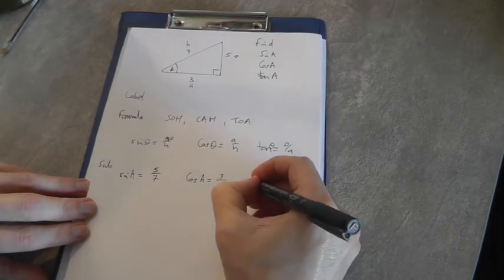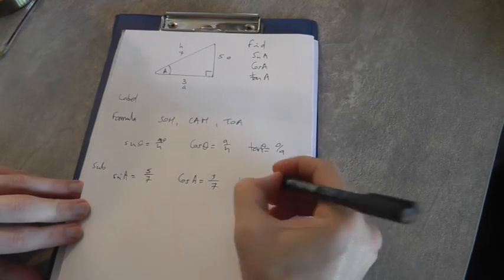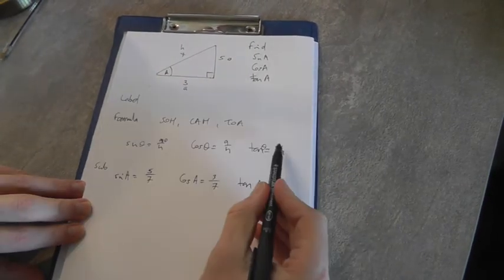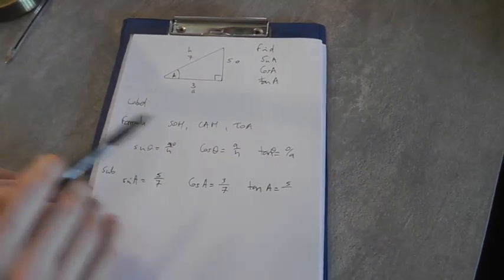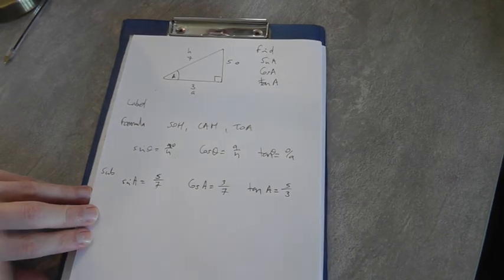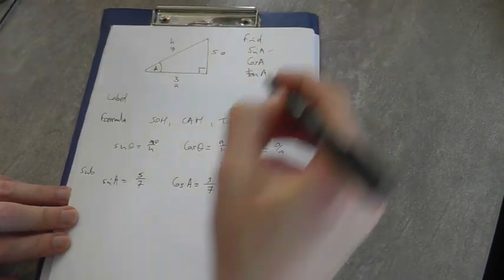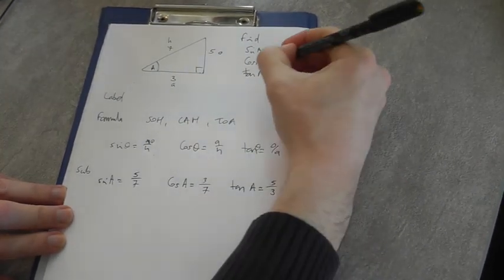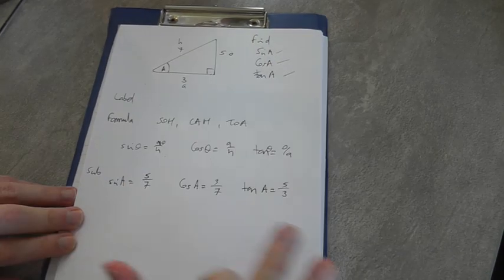And the last one here, it says tan theta, and the angle in this case is A, is equal to the opposite, which is 5, over the adjacent, and the adjacent in this case is 3, and that is it, finished. So we have sine A is equal to 5 over 7, that part done. Cos A is equal to 3 over 7, that part done. And tan A is equal to 5 over 3, and that is the question completed.